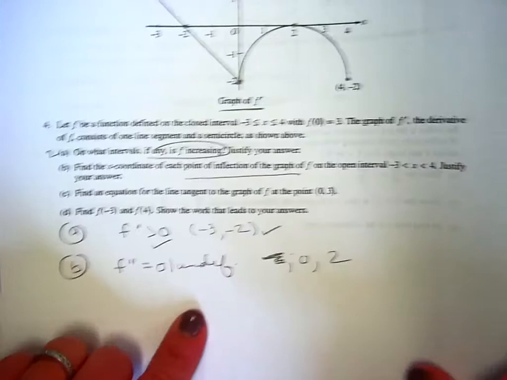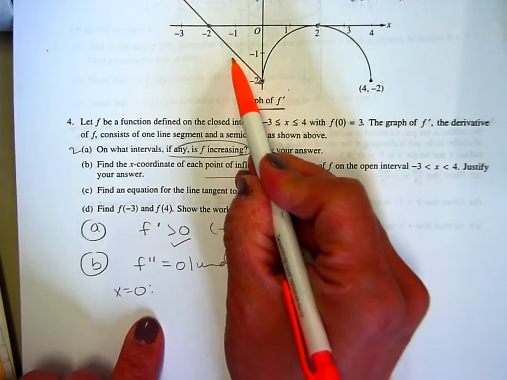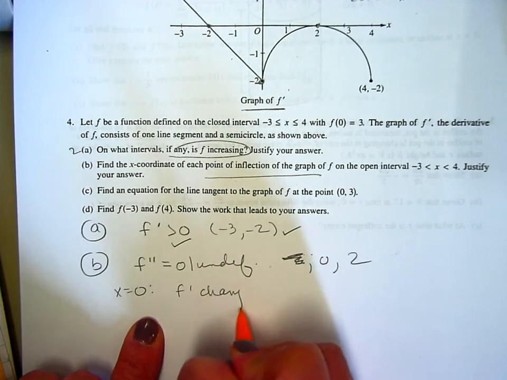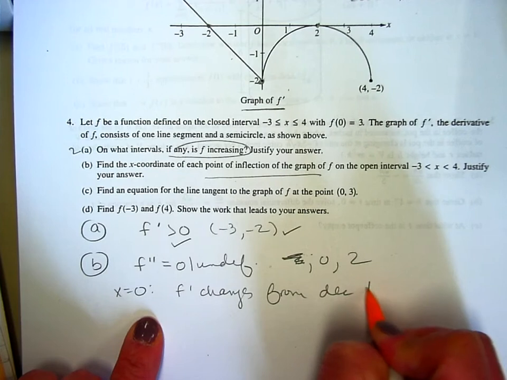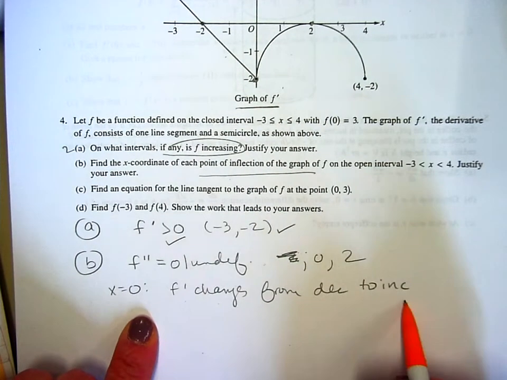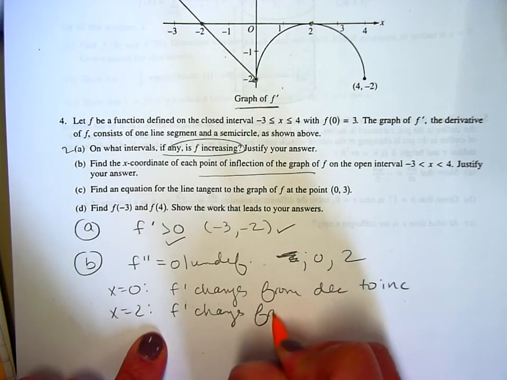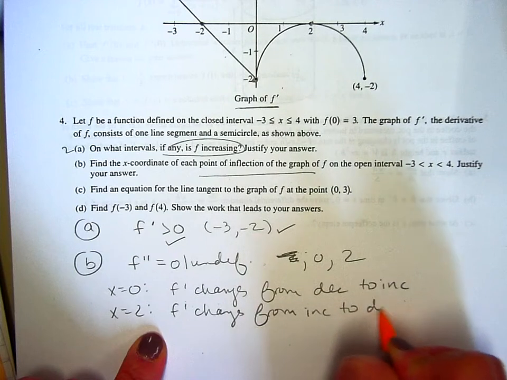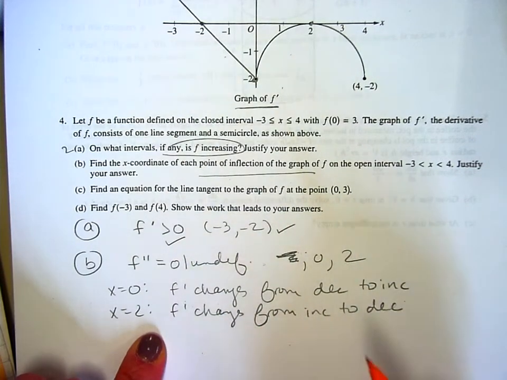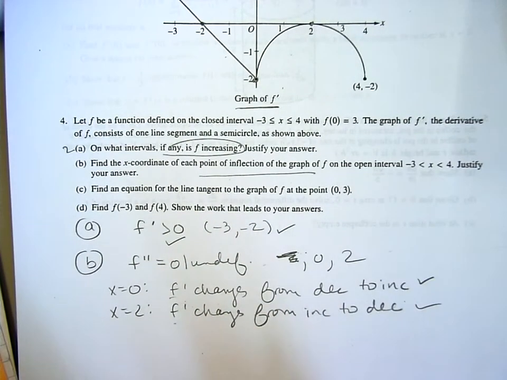Now let's make sure the sign is changing. At x equals 0, the slope of f prime does change. So I would say f prime changes from decreasing to increasing, or you can say the slope of f prime changes from negative to positive. And then at x equals 2, f prime changes from increasing to decreasing, or again, the slope of f prime changes from positive to negative. As long as the justification refers to f prime, it is 1 point for each answer with the justification that goes with each. 2 points for part B.